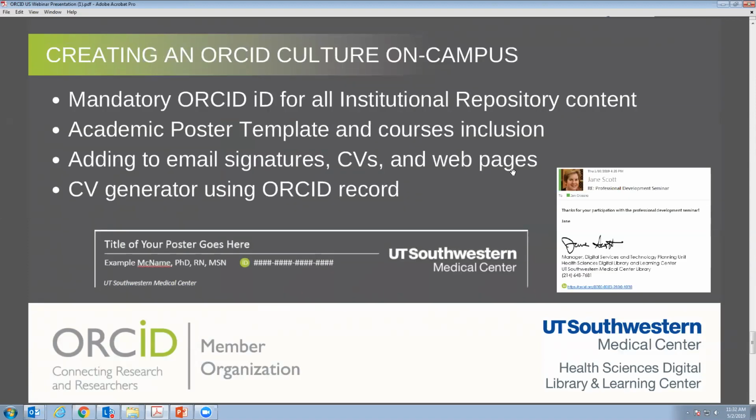So creating an ORCID culture on campus is a really important component to this, right? You want to make sure that the campus is acting and not just talking and saying, hey, do an ORCID, we're not going to do anything with it, or they don't use that. So ways that we've been trying to encourage that is first, from the library's perspective, since we handle the institutional repository, we're now making it mandatory that you have to have an ORCID ID to submit anything for content.